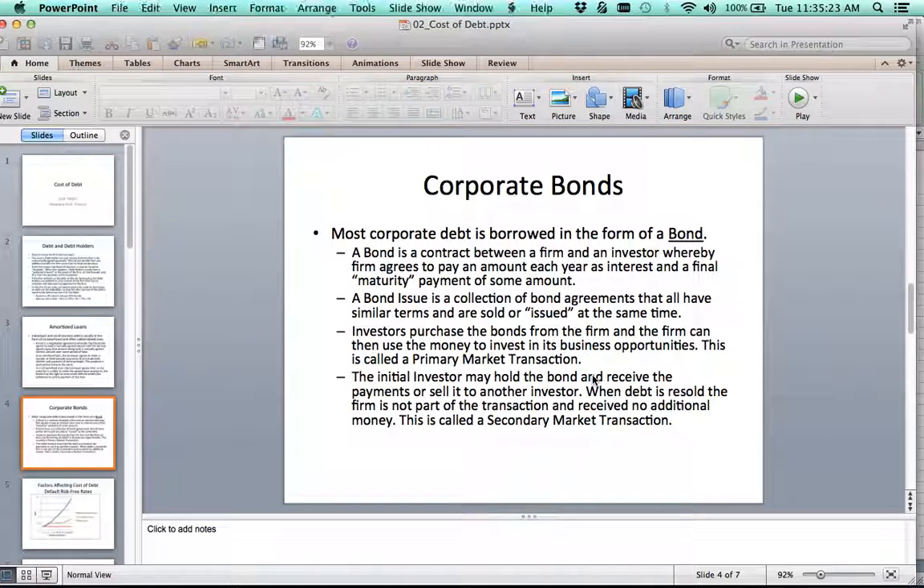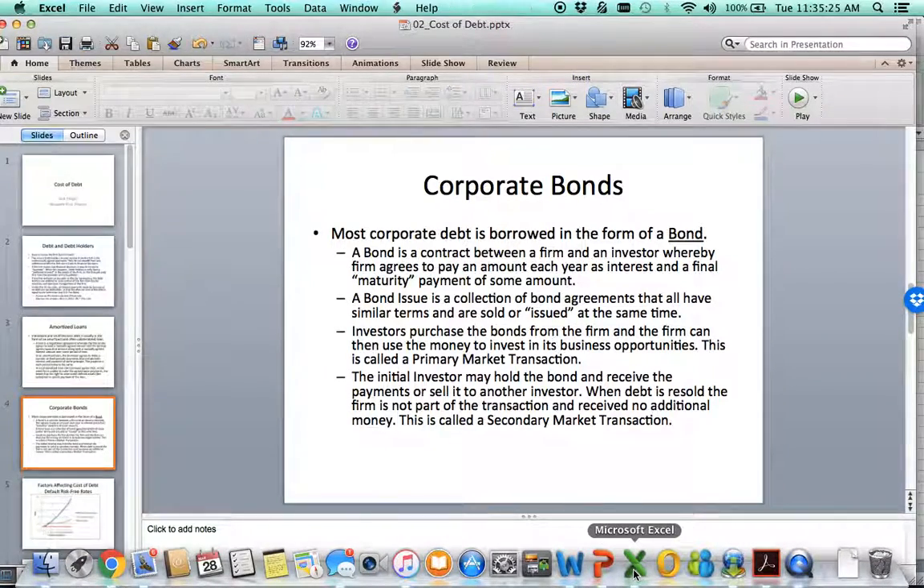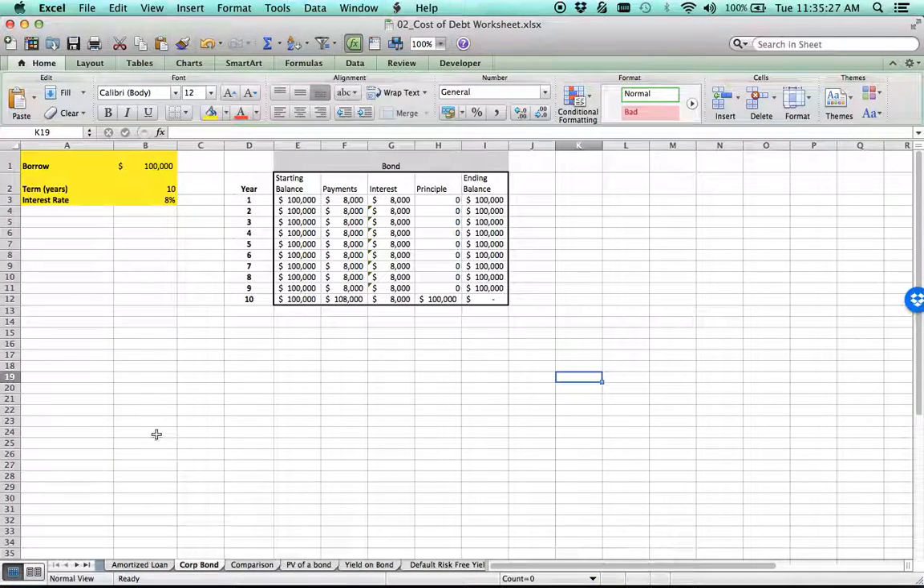So to give you an example of what that might look like, let's just again take the example of our $100,000 that we want to borrow for 10 years, 8%.